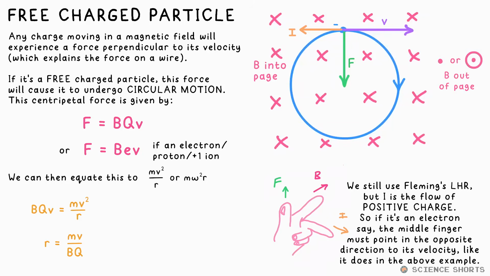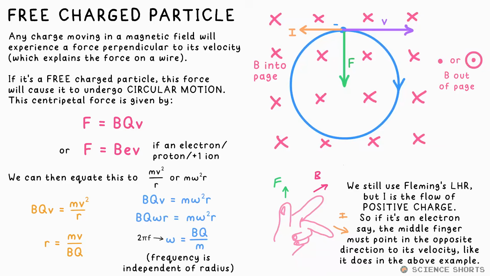Rearranging the first equation, we see that r is equal to mv over BQ. So the radius of the circle is proportional to the mass and speed of the particle, and inversely proportional to the flux density and the particle's charge. With the angular version, we know that v equals omega r, so we see that the frequency of a particle moving in a circle is independent of its radius.